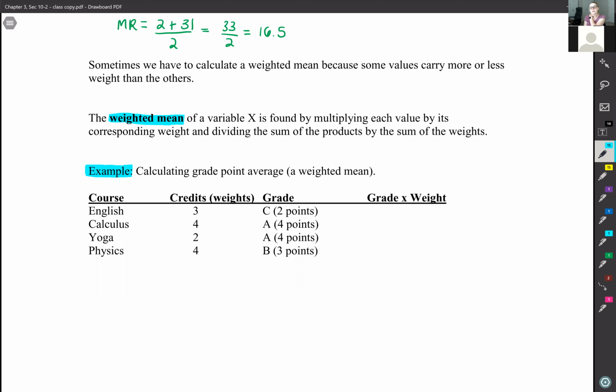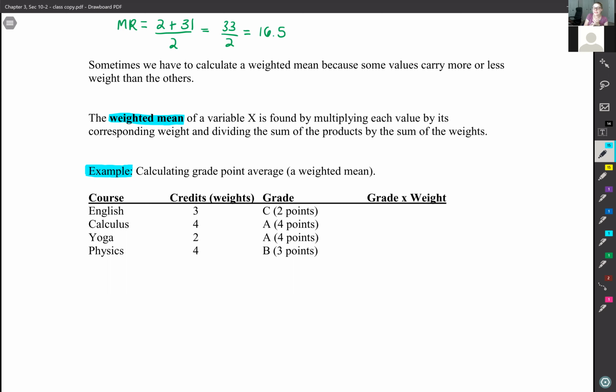I'm trying to think of the best way to say this. So the calculus class is worth more of your GPA than the yoga class. It's worth more credits, so it has more weight when it comes to your GPA. So it doesn't really make sense to just do a normal average, because that would just mean that we add up the grades and divide by 4. But that doesn't really make much sense because they're not all weighted the same. So each class has a different weight in your GPA.